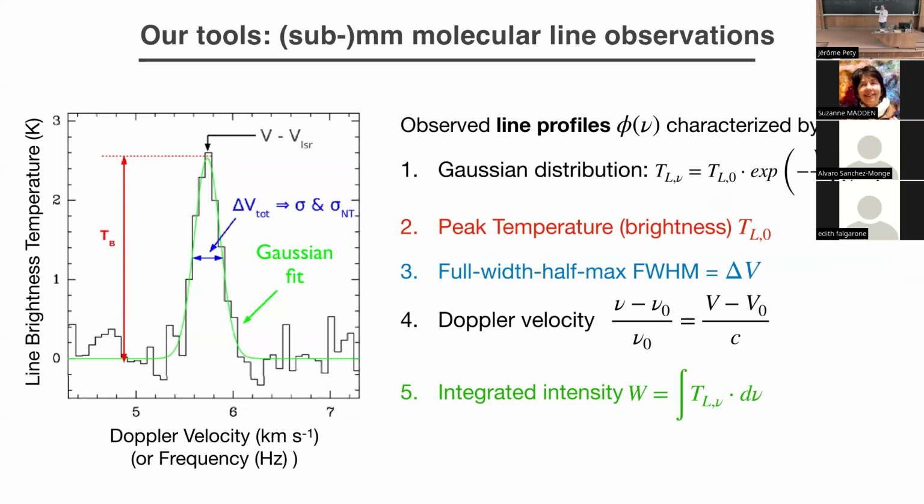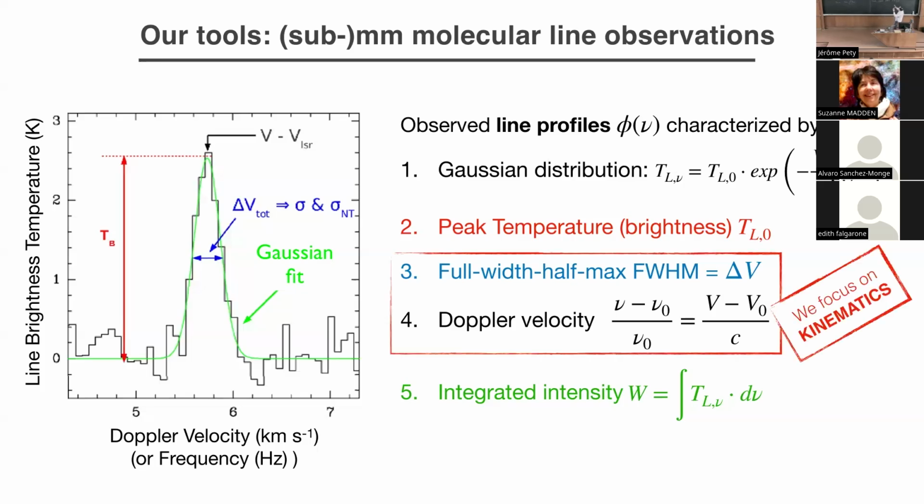It's because each parcel of gas emits over a range of frequencies, a range of velocities, and you need to capture the entire physics by that. We do this by fitting Gaussians, and that allows you to quantify and parameterize the entire emission, given the peak intensity, the full width at half maximum, the shift of the centroid, and the integrated intensity. So what I'm going to talk about is the kinematics that you can extract from the analysis of the widths and the velocity shifts of these lines.